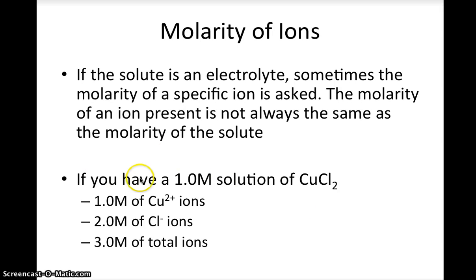So for example, if we had a 1 molar solution of copper(II) chloride, it would also be a 1 molar solution of copper(II) ions, since there's 1 copper ion per copper(II) chloride. But if we wanted the molarity of the chloride ions, since there's 2 chlorines per copper chloride formula unit, we would have a 2 molar solution of chloride ions and a 3 molar of total ions, since this would dissociate into 3 ions.